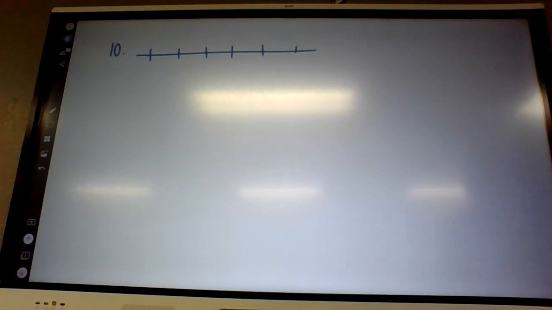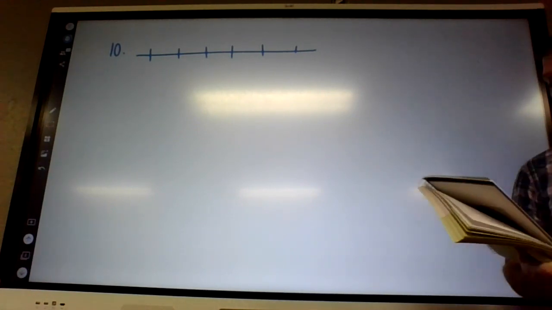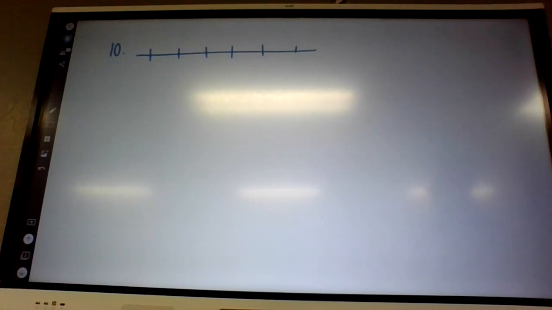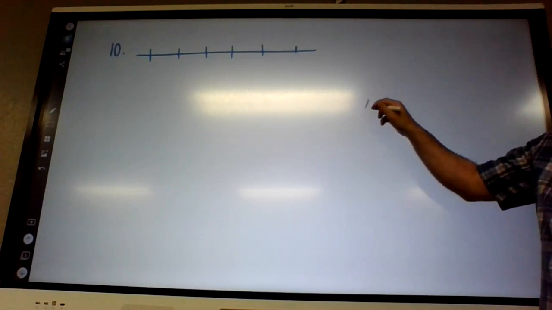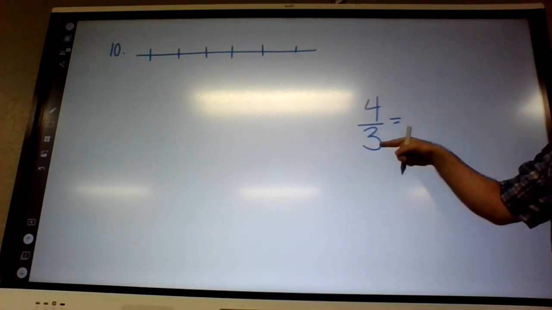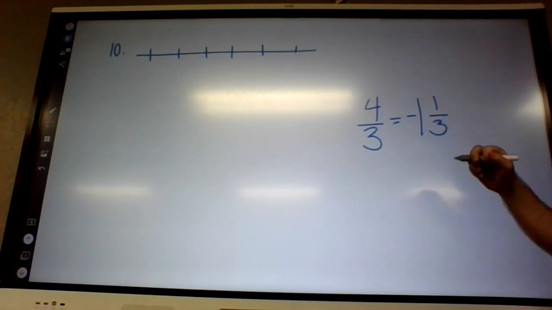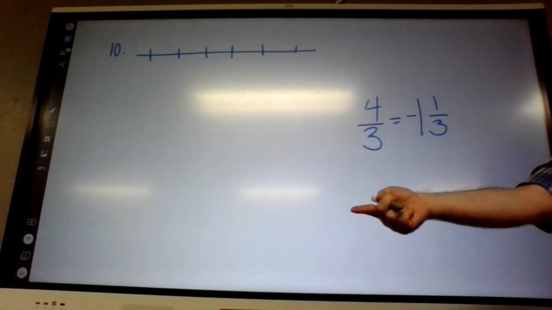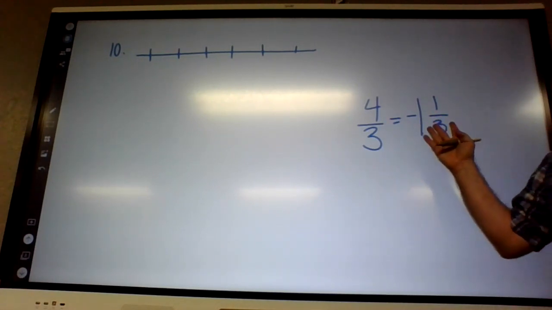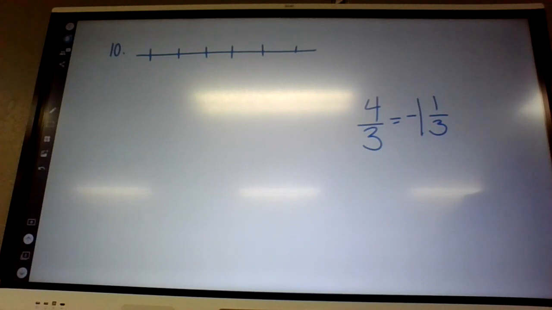So who can tell me how would we figure out where -4/3 is? -4/3, yeah. Can we change it to a decimal? Okay, how could we change it to a decimal? 4 divided by 3. Yeah. Or you could think of it as a mixed number. 4 divided by 3 is what? How many times does 3 go into 4? 1. What's the remainder? And it's a negative, so make sure you put it on the negative side. So -1 1/3 should be closer to -1 than it is to -2.